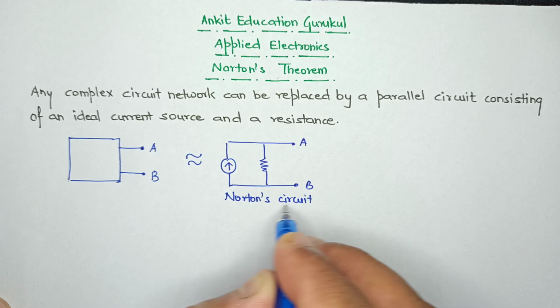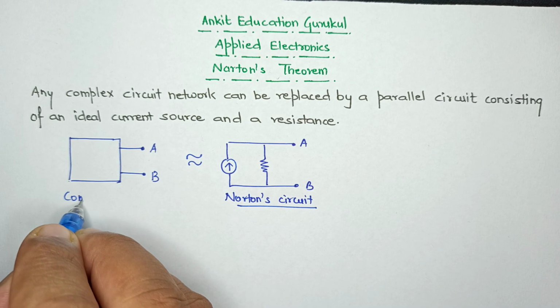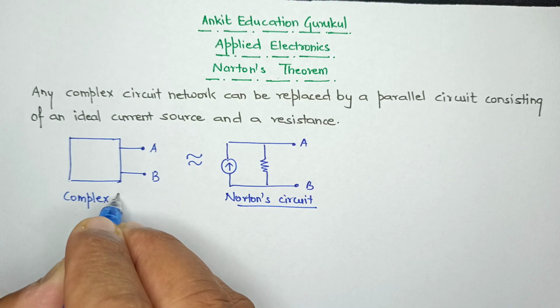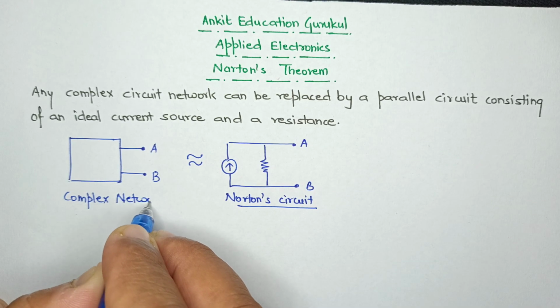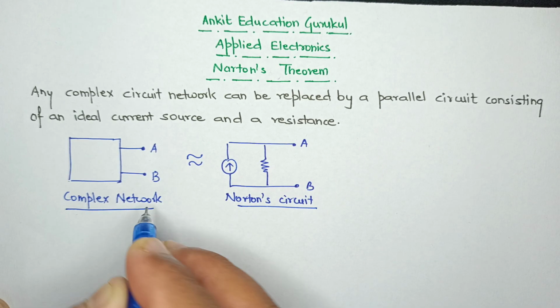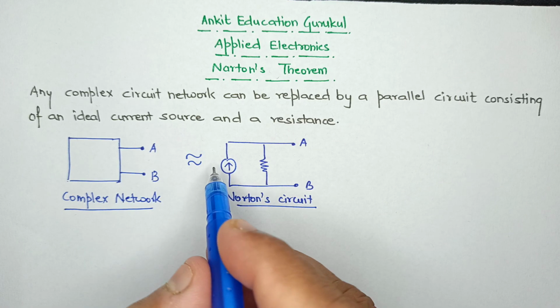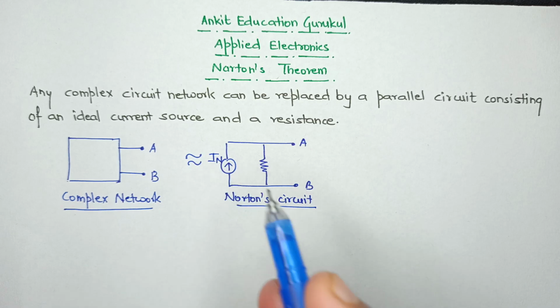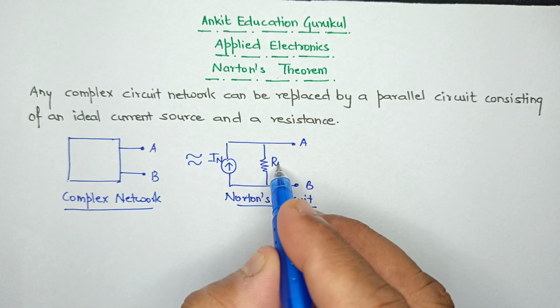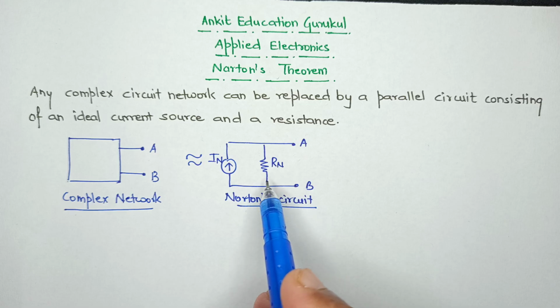So it basically converts a complex network circuit into a very simple format, in which there is one current source and one resistance. This current source can be termed as IN, and this resistance can be termed as Rn, where Rn denotes the resistance across the two terminals.